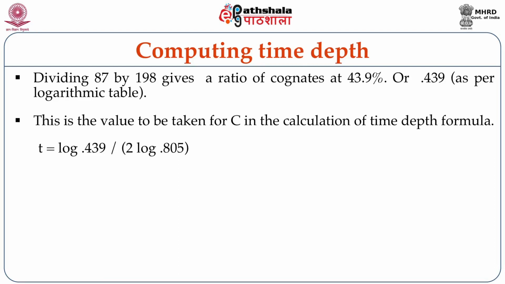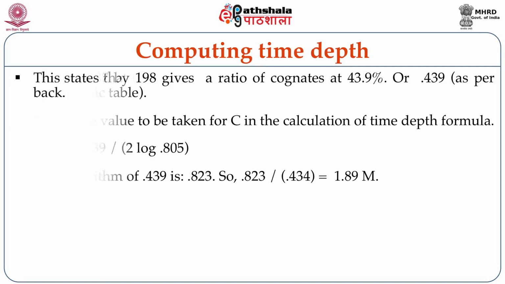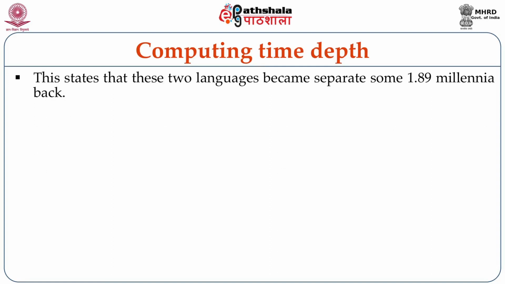So T equals log 0.439 by 2 log 0.805. The logarithm of 0.439 is 0.823. So 0.823 by 0.434 gives a figure of 1.89 million. This states that these two languages became separate some 1.89 million back.